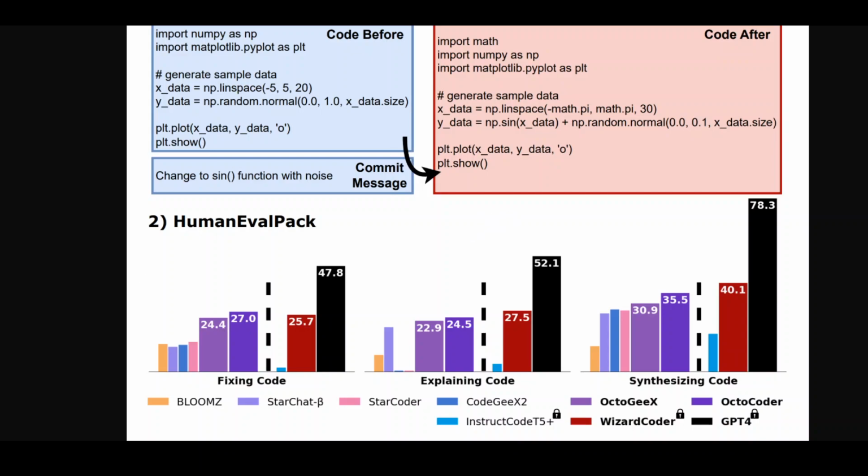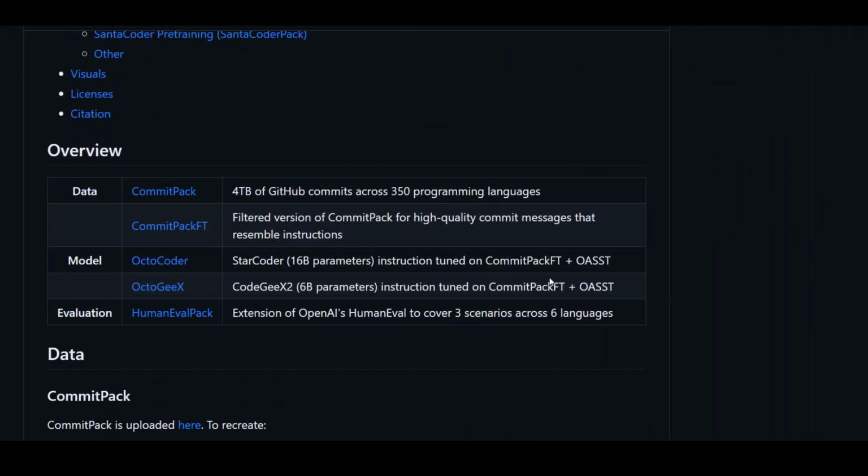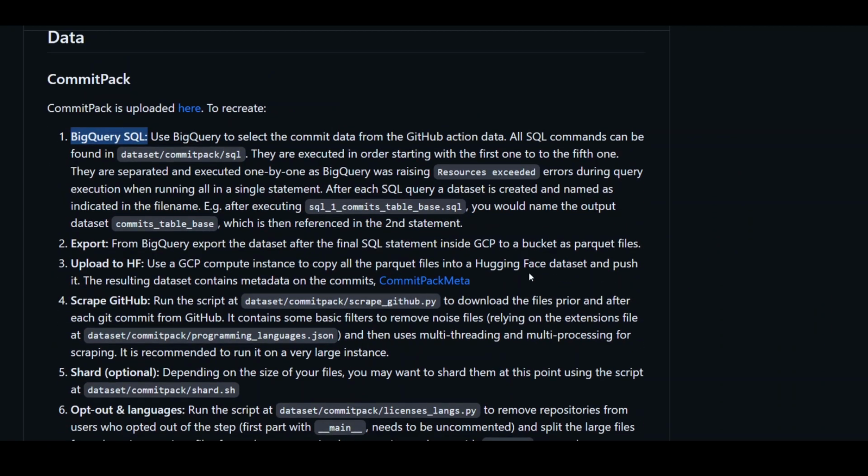In a very quick summary, this is the methodology they are using while they're deploying it. So they are compiling CommitPack with BigQuery SQL and GitHub scripting, and then they are filtering to CommitPackFT, and then fine-tuning of OctoCoder and OctoGeeX happens. OctoCoder is 16 billion parameters, whereas OctoGeeX is 6 billion parameters, on CommitPackFT and OASST.